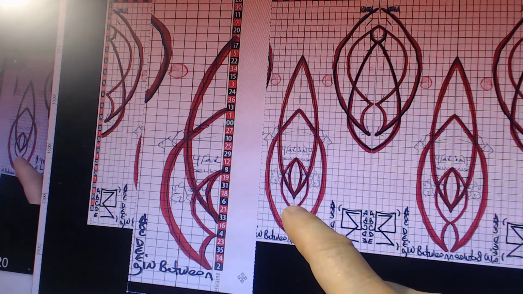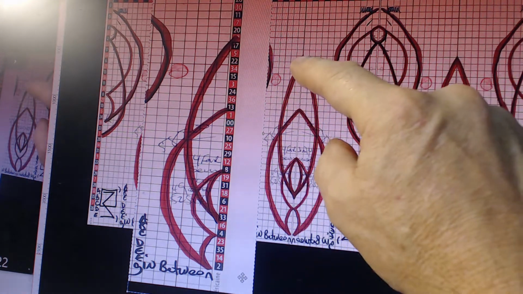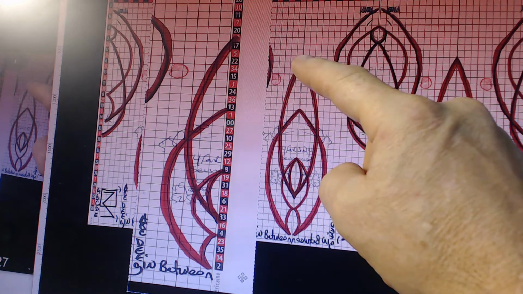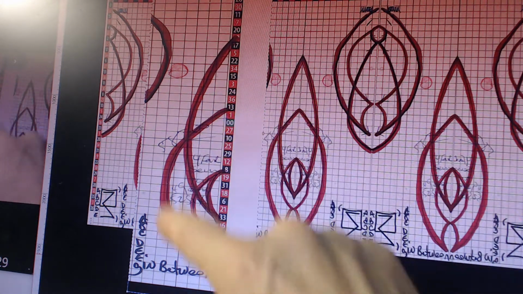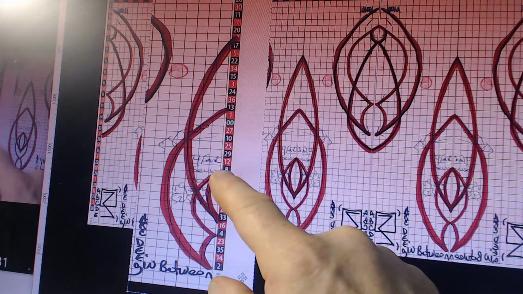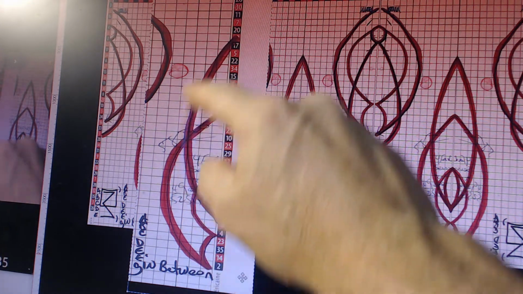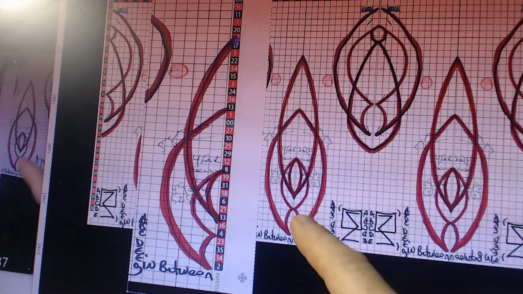32. Where is 32? I think that's 32 over here. So let me do it again. 1 over to 2 over to 4 over to 8. 8 over to 16. 16 over to 32. And that's how we created this one.